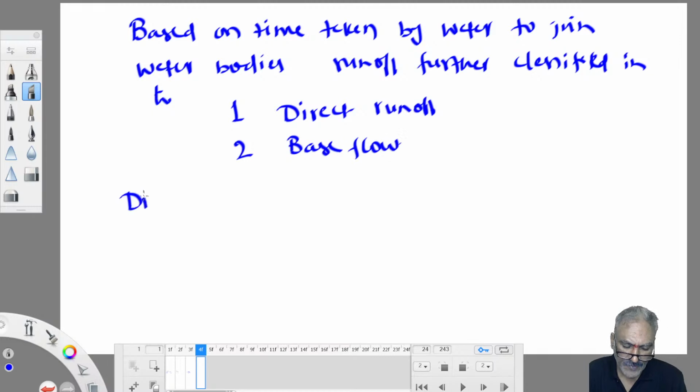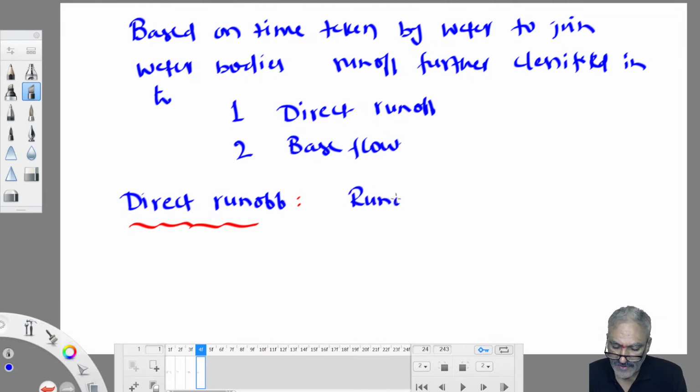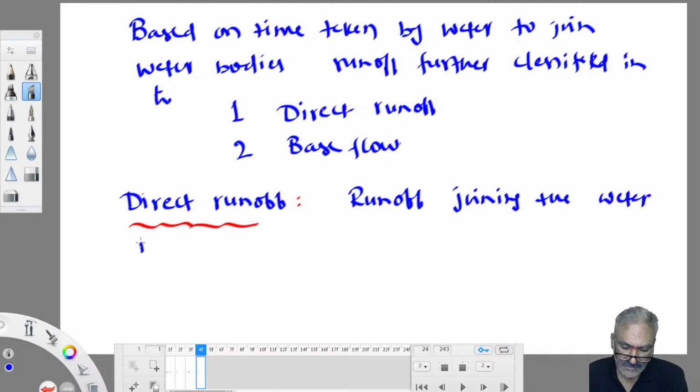Direct runoff is that portion of runoff which is fast drained from a catchment into a source. Without much time delay, the runoff joining the water body is called direct runoff. As soon as it accumulates in a catchment, immediately, instantly, the catchment delivers that runoff into the water body. That part of runoff is called direct runoff. So runoff joins the water body without any time delay.